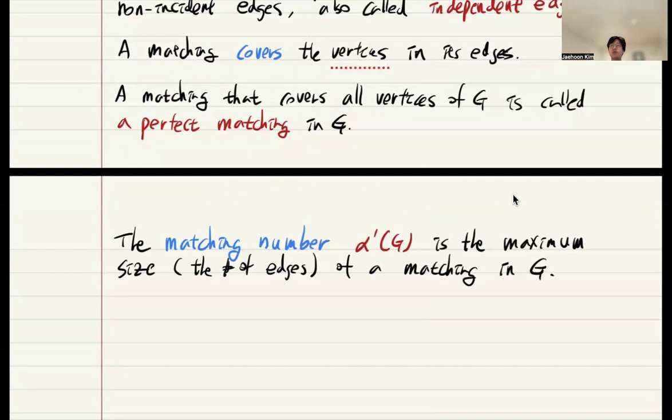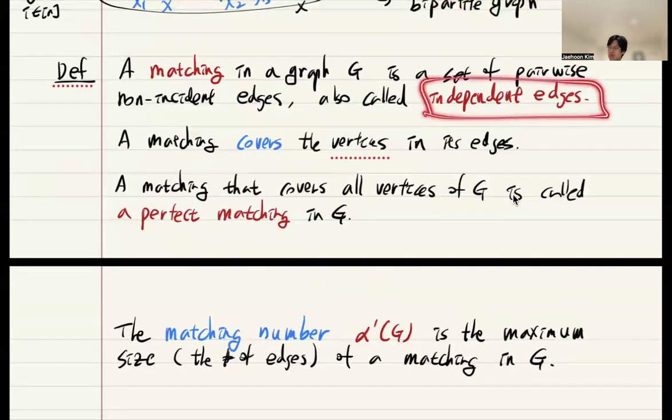So before, the independence number was alpha. And then here, we have alpha with the prime. And usually this prime indicates that we are defining a parameter related to edges. And here it's about the independent edges. So alpha is related to independence, and then prime is related to the edges.